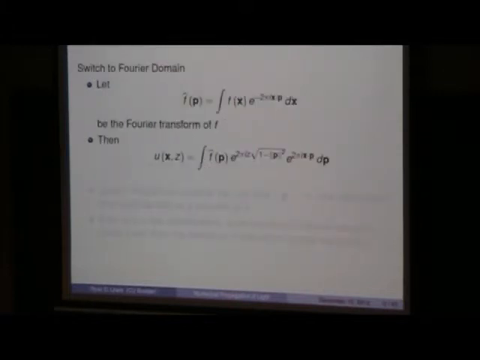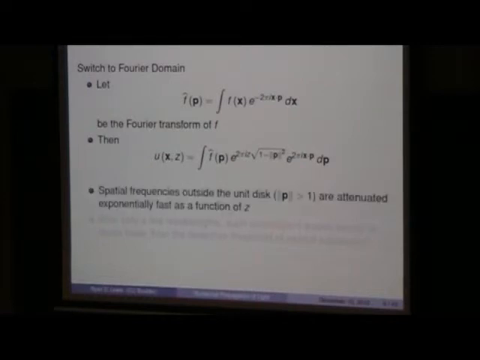Now, you can always represent this in the Fourier domain. Since it's a convolution, you just apply the Fourier convolution theorem. So we'll let f hat be the Fourier transform of our boundary data. And then what this says is if you want to propagate, you take the Fourier transform of your boundary data, you multiply it against its propagation kernel, and do the inverse Fourier transform.